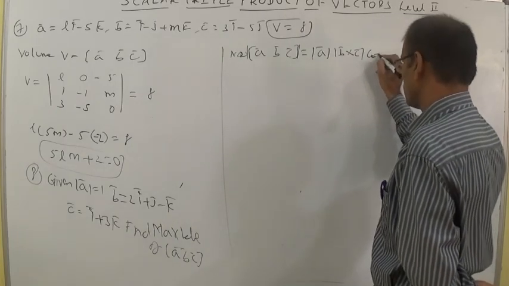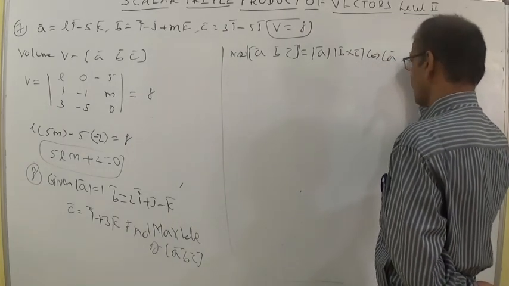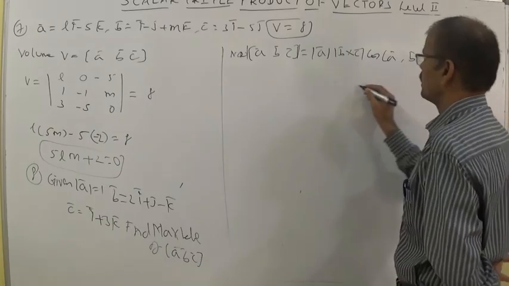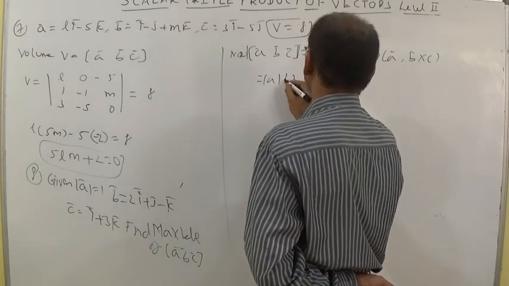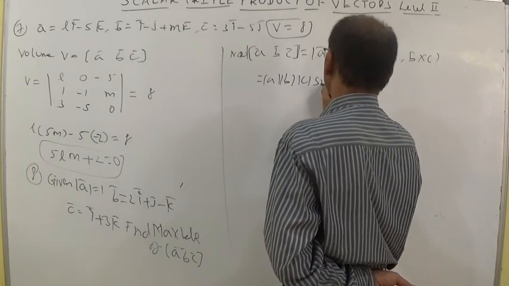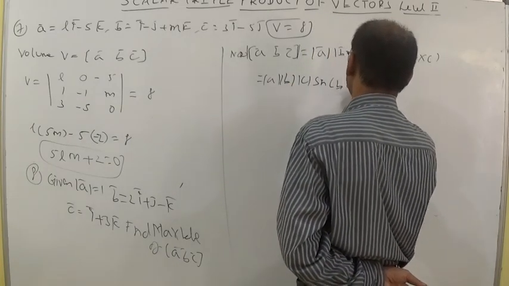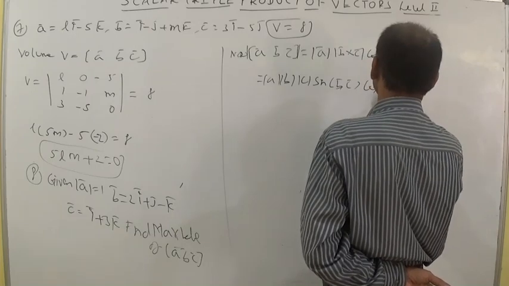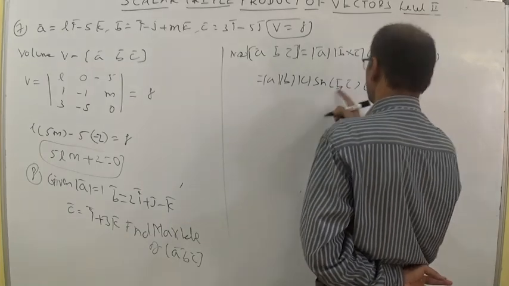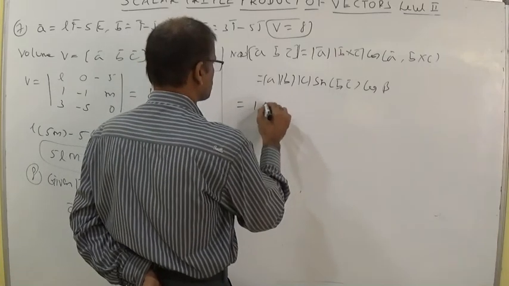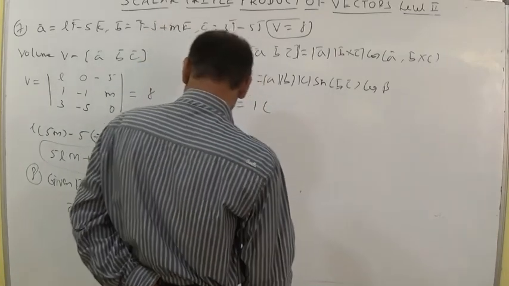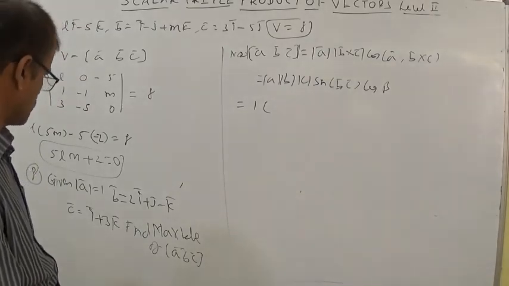If we write this one also, (A, B cross C) and mod A into this one, you can write as mod B into mod C into sin of (B, C) into cos beta. I am writing here sin alpha. The value of mod A is equal to 1, and B cross C.